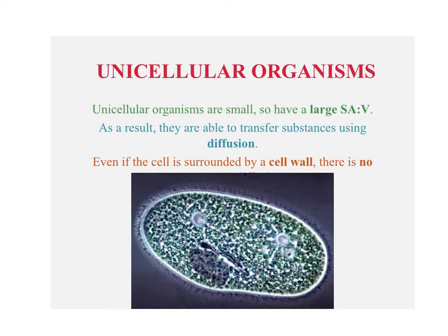Unicellular organisms, like this bacterium, are small, and you should have recognised that they therefore have a large surface area to volume ratio, and are therefore able to transfer substances by diffusion. Even if we've got a cell wall there, you might remember from the prokaryotic cells lesson in module 2, there's no barrier to diffusion. These organisms are perfectly happy taking substances in and releasing substances via diffusion.